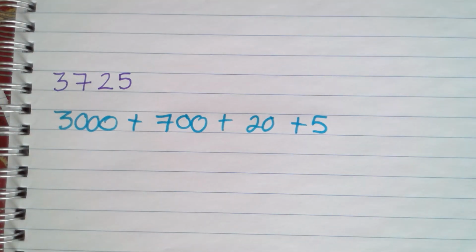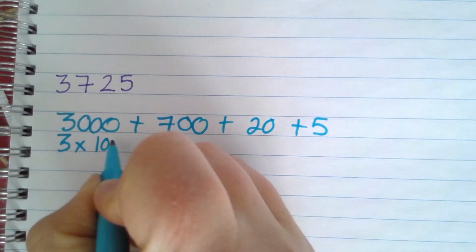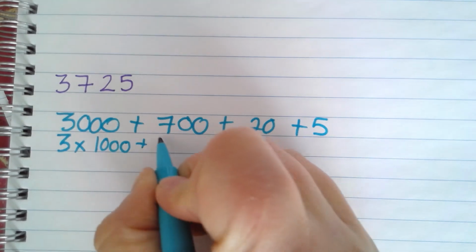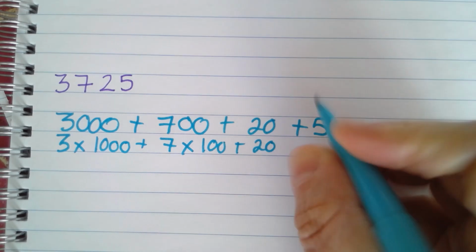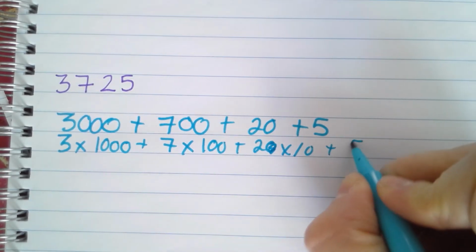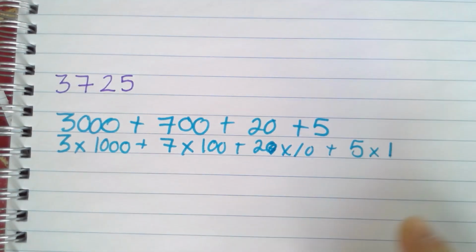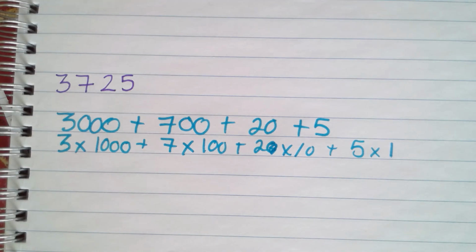And then I need to ask myself what number related to a power of 10 might have multiplied these by. By that I mean 3,000, that's the same as me going 3 times 1,000. And 700, that is the same as 7 times 100. 20 is 2 times 10, and then 5 times 1. At this point in time, we can turn them into our powers of 10.